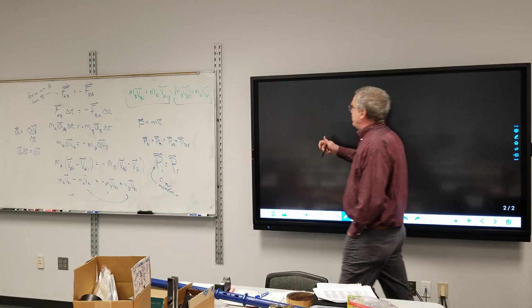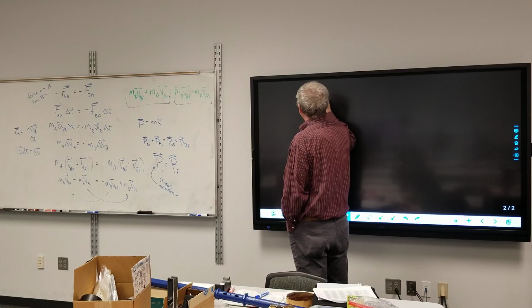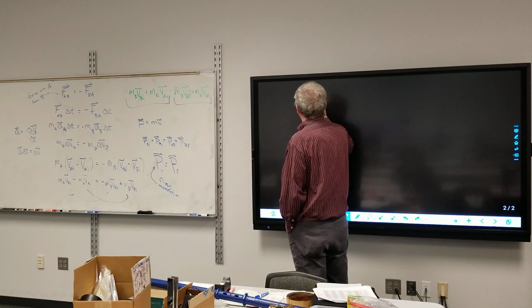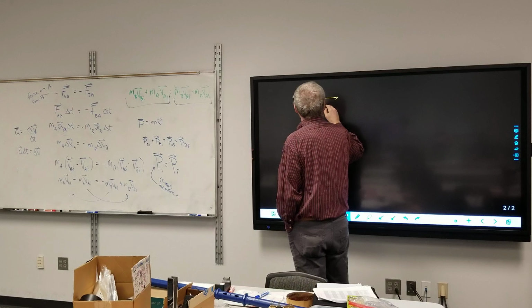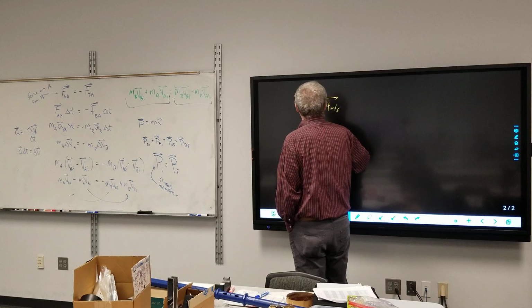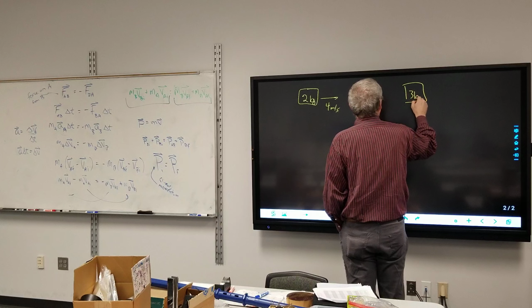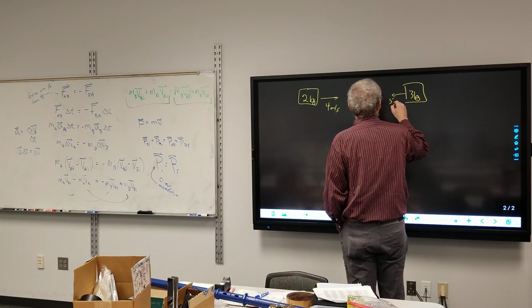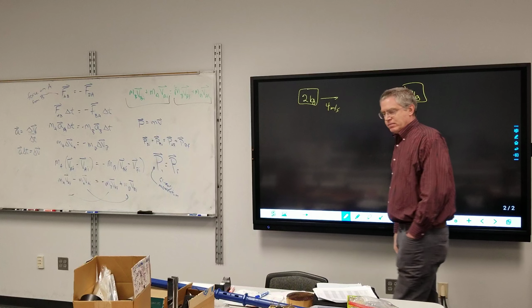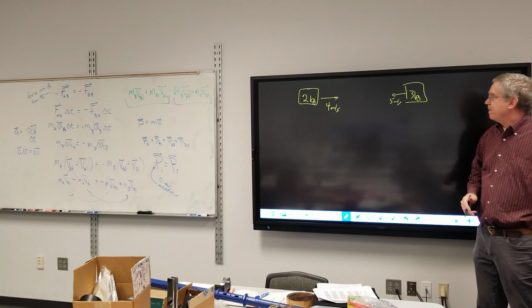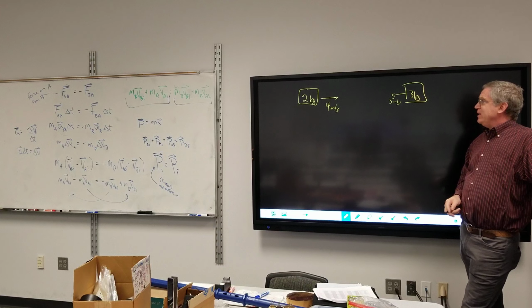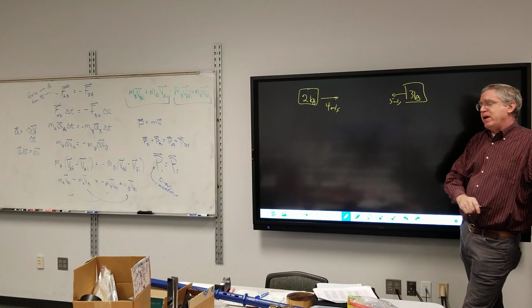All right, so let's just do a simple example here. Got a 2 kilogram mass going at 4 meters per second. And I have a 3 kilogram mass going at 5 meters per second towards it. They're going to crash head on. What is the momentum of the 2 kilogram mass?